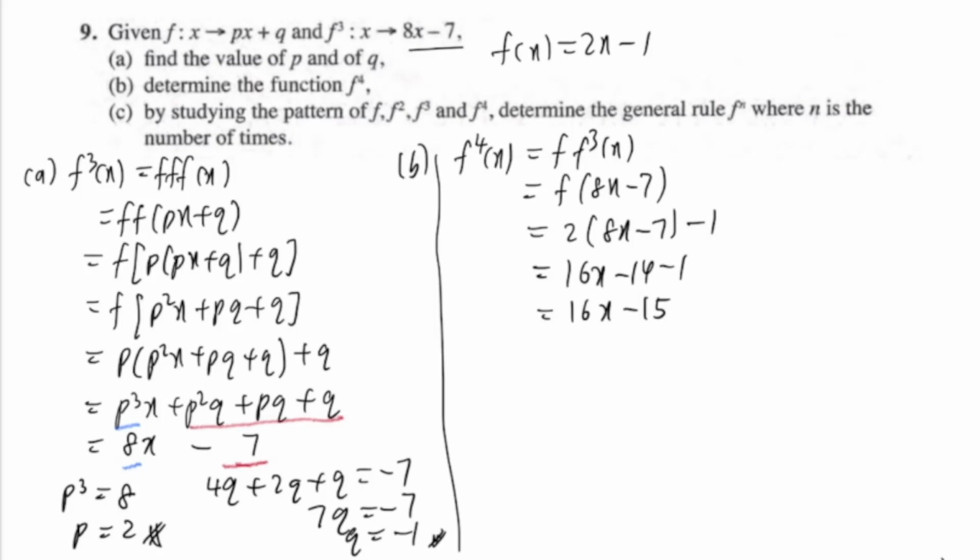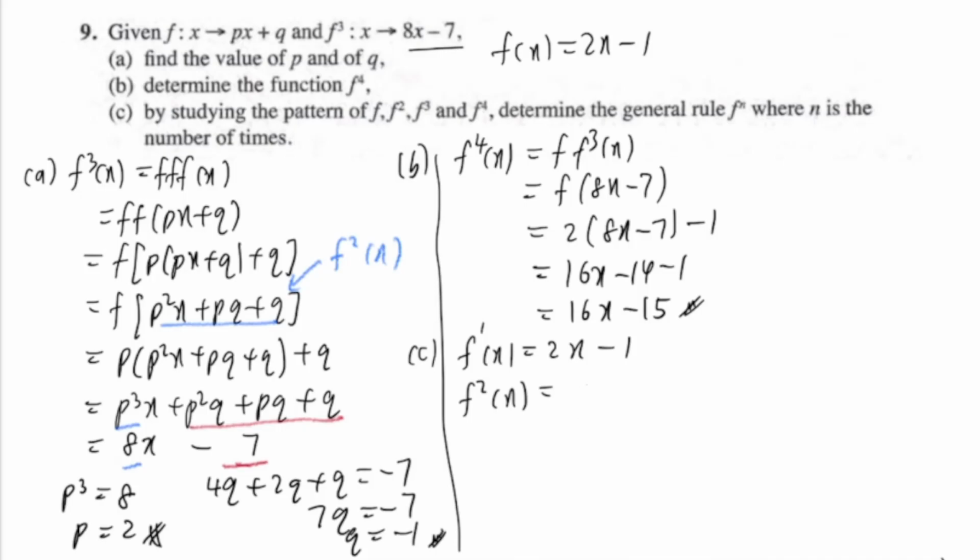Now, the next part is we want to identify the pattern. They say by studying the pattern of f1, f2, f3, f4, determine the general rule for f_n(x). So I'm going to list down for you. We know f1 is now 2x minus 1. And we know our f2 is, okay, I think we define f2 first. In fact, I think we can cut short our working. This is my f2. Let me highlight for you. This is my f2, correct? So you can actually cut short your working. Don't have to do so long.